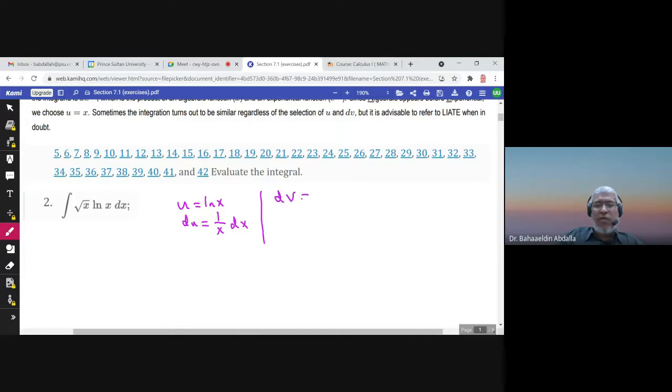I choose dv, the next part, the remaining part of the integral. So ln x has gone. Now I have square root of x dx. So dv is square root of x dx. And I find the integral of dv, that's v, and the integral of x to the power half is x to the power half plus 1, or 3 over 2, over 3 over 2, or times 2 over 3.